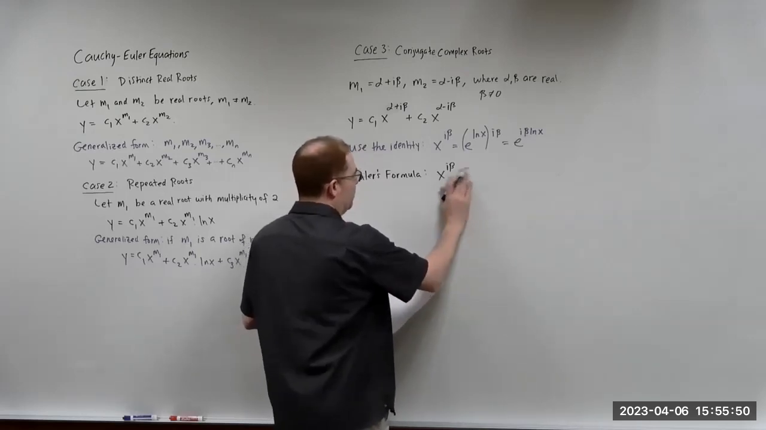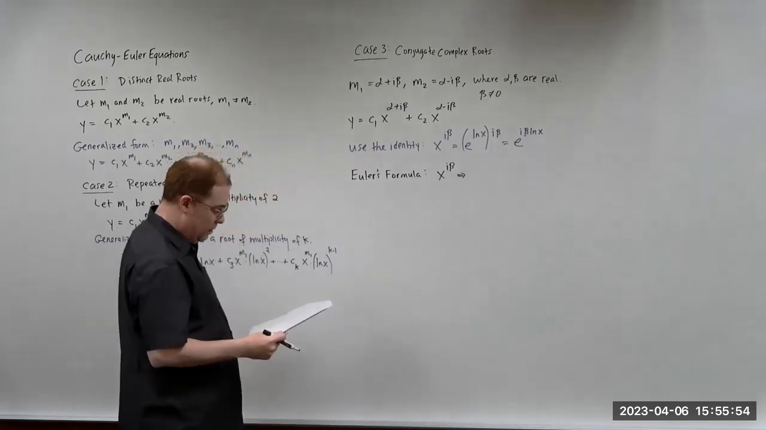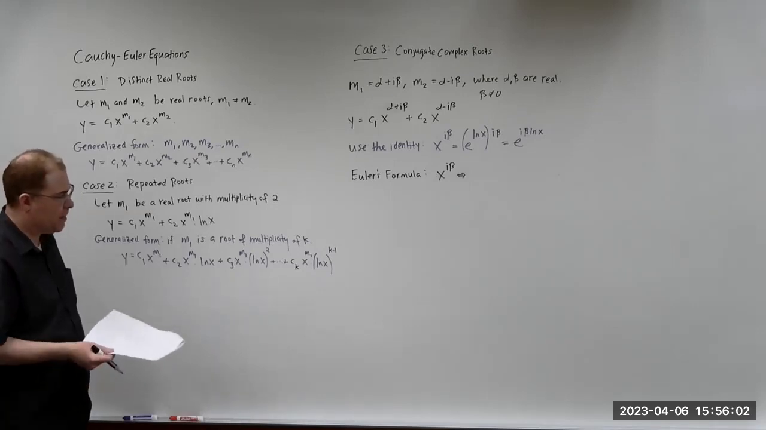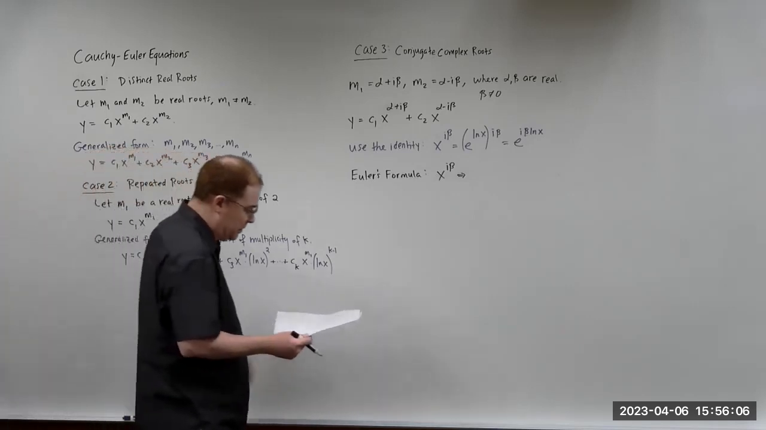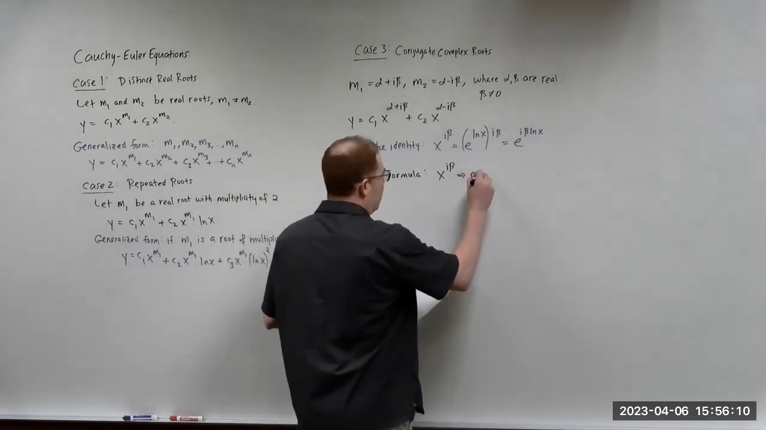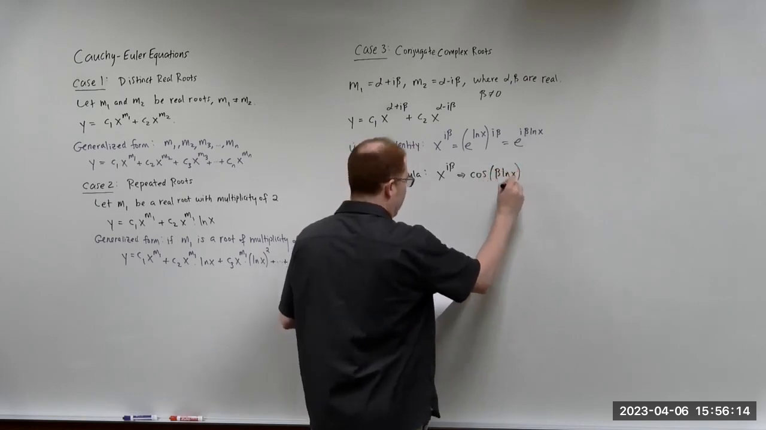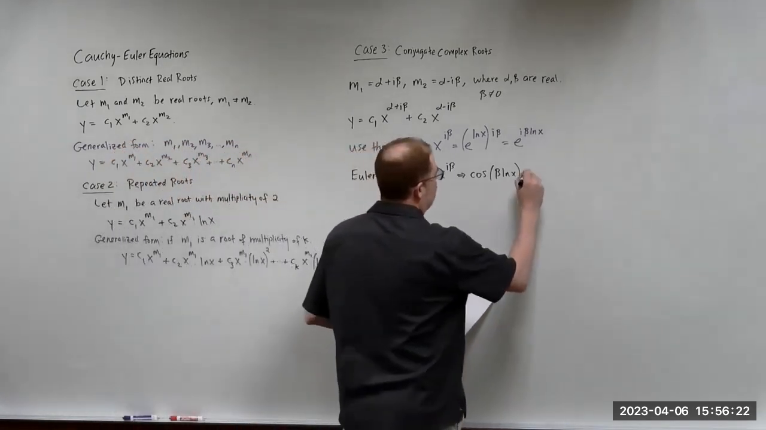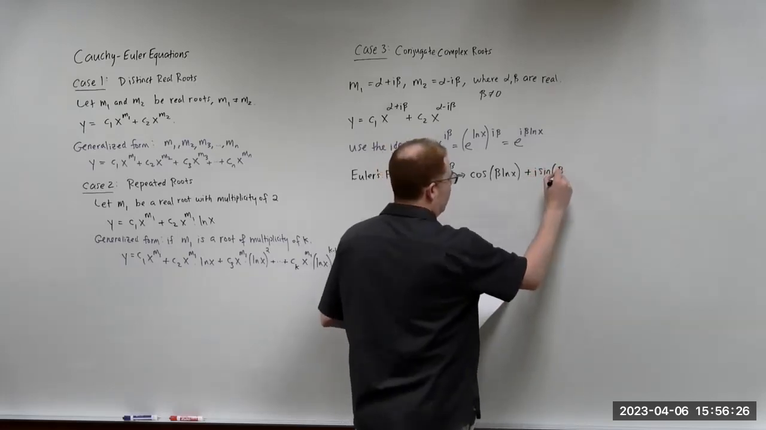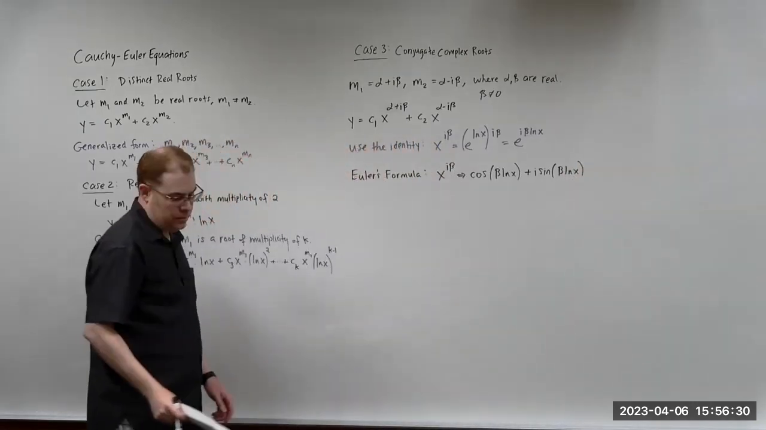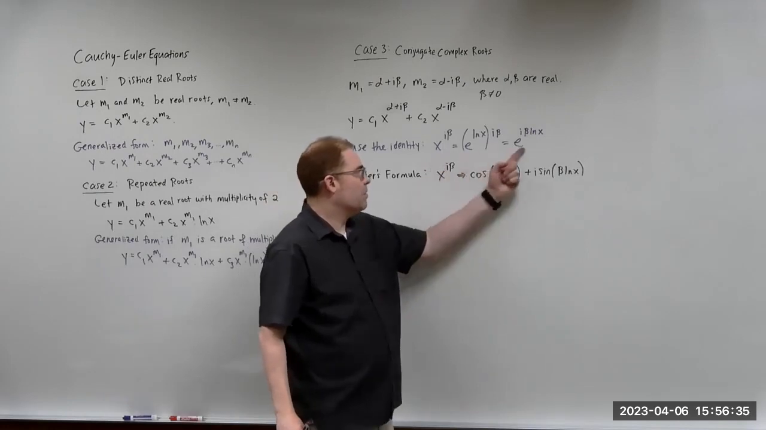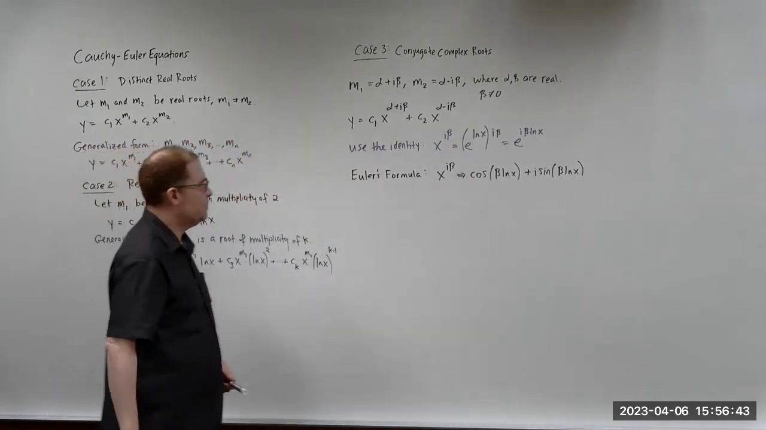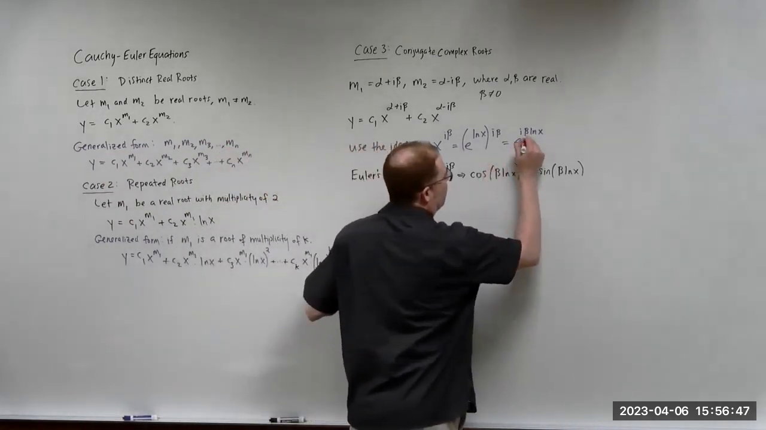So Euler's formula. We have x to the i beta. Again, instead of theta, we just replace theta with x. So the formula is still the same idea. So you're going to have cosine of beta natural log x, and then plus i times sine of beta natural log x. Again, we know this is equal to this, and then apply Euler's formula, where this is part of your argument.